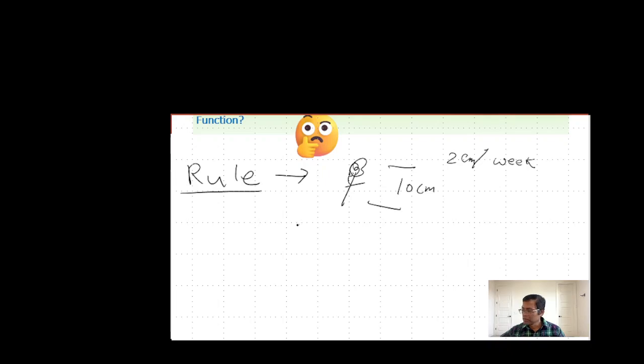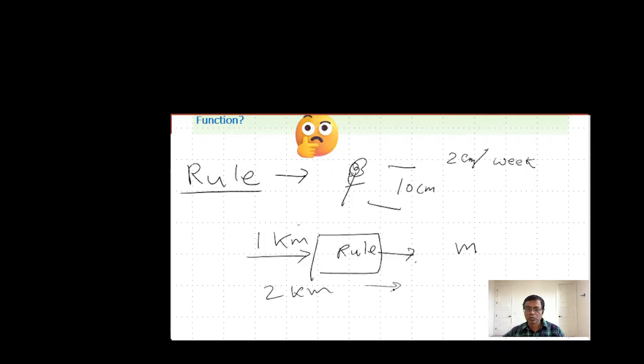Similarly, there are several other examples. So what are we essentially talking about? This is my rule, and I am passing certain information, for example 1 kilometer, and the output is meters. So this is a kind of rule. If you pass 2 kilometers, the output is going to be 2000. If you pass 4 kilometers, the output is going to be 4000 meters.